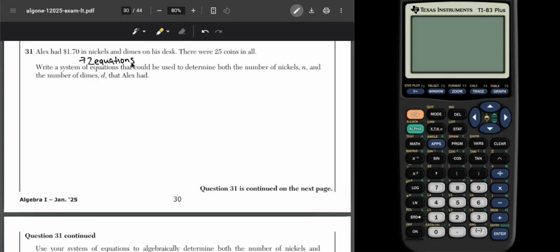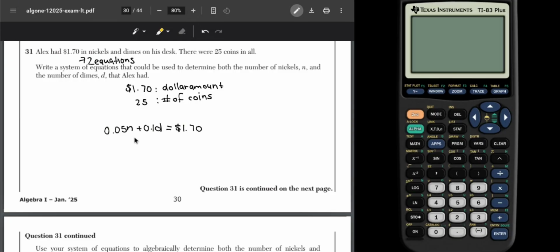So that means that I'm given a dollar amount of 170 and I'm given a total number of coins. So I'm given a dollar amount and the number of coins. So my values must match. So I know that Alex had $1.70 in coins, all in nickels and dimes. I know a nickel is 5 cents and I know that a dime is 10 cents. I need to find out how many nickels and how many dimes he had.